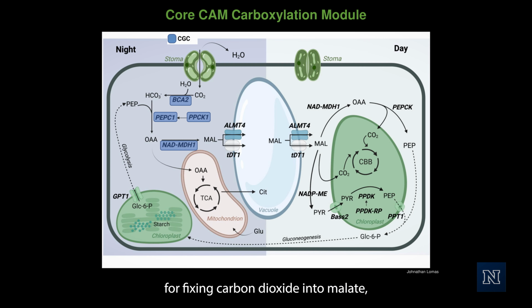The carboxylation module, which is active at night, is responsible for fixing carbon dioxide into malate. The process starts when free atmospheric carbon dioxide is converted to bicarbonate, which is then combined with phosphoenolpyruvate in a carboxylation reaction to produce oxaloacetate. The oxaloacetate is then converted to malate, which is then stored in the vacuole overnight.